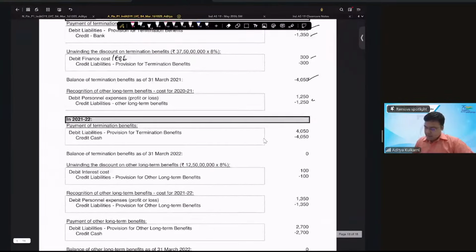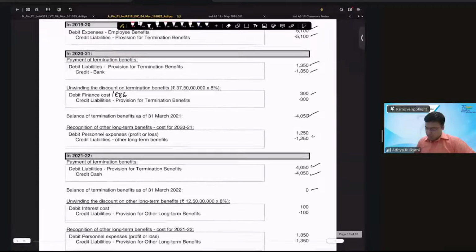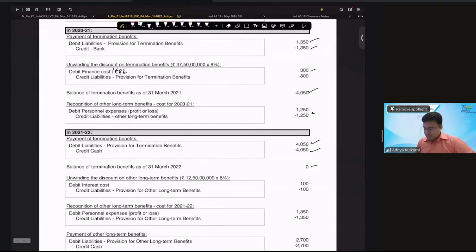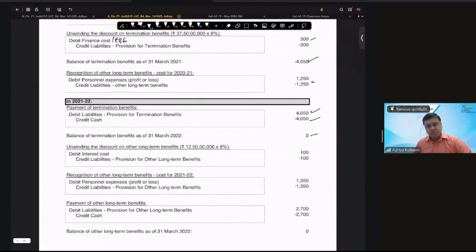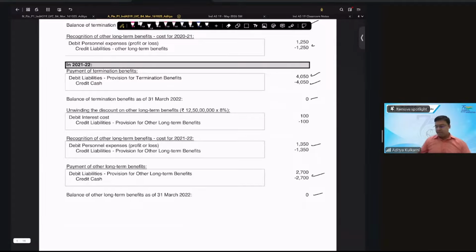Yes. Next, I will be paying the termination benefits by end of the second year. So provision for termination benefits to cash, 40.5 crores. Termination benefits is closed. Other long-term benefits, I will take this 1 crore as a cost. So interest cost debit to provision for other long-term benefits, 1 crore. Personnel expenses, this is the second year's cost, and total 27 crore you will pay at the end of the second year, and that will close your other long-term benefits also.